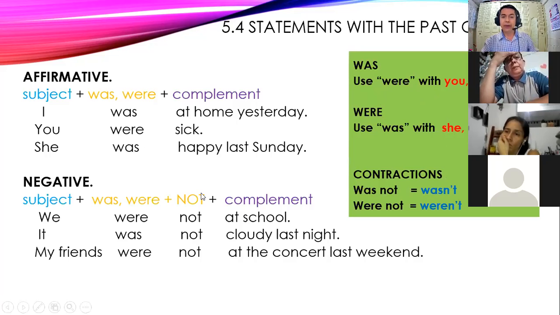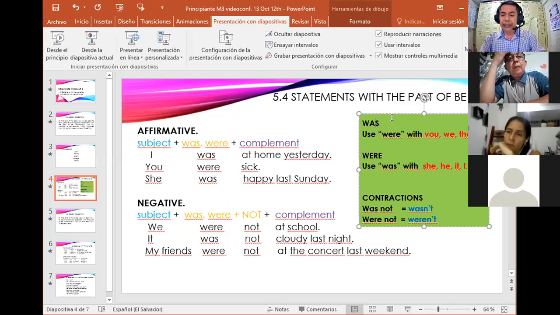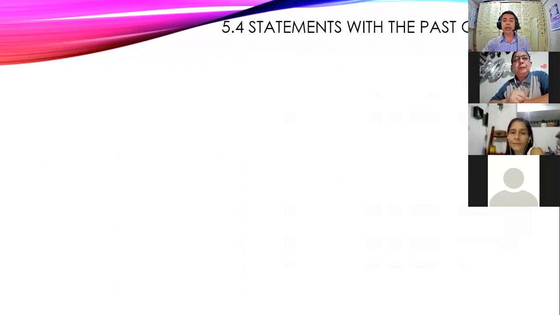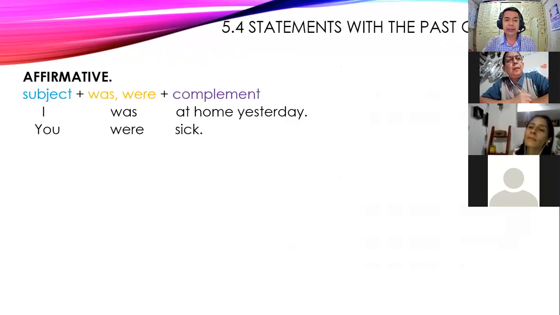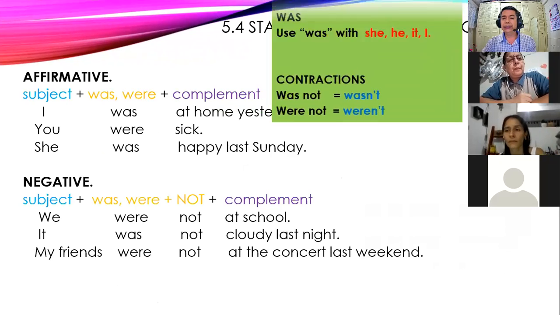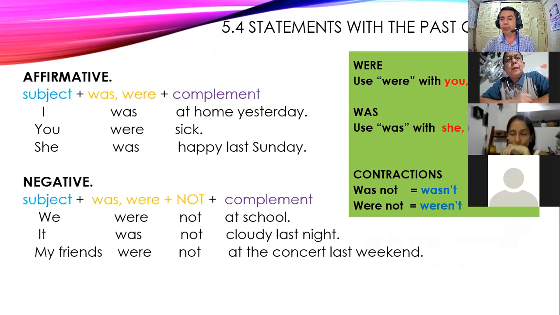Let me see. Here is another. Just give me a second. We can also use was and were with other nouns. For example, when I say my friends, I have to use were. My friends were, right? My brothers were. My sisters were, right? So in this case, it's also plural.